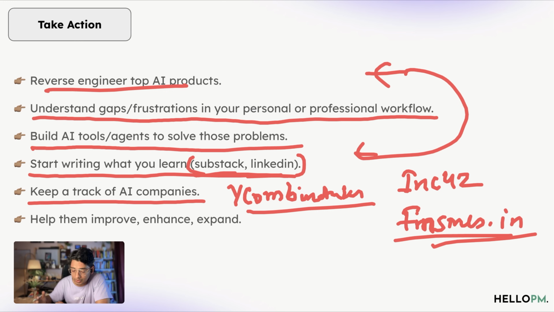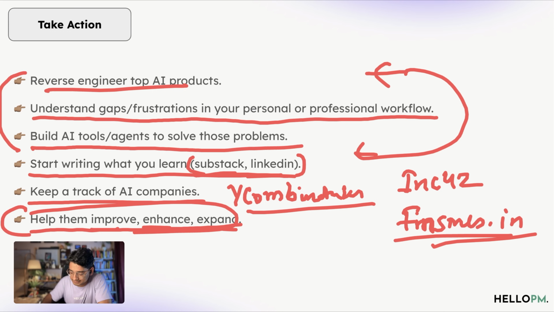And then the next step is ask yourself, if you are the AI product manager at that company, how would you improve, enhance, or expand their product? Now you are not only learning, you are implementing your knowledge. Maybe it will take you 2, 3 days to come up with good research around a particular product.